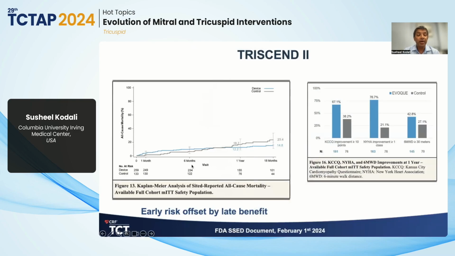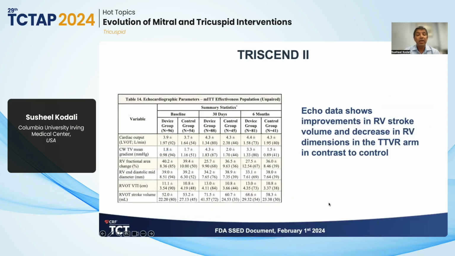Here's the Kaplan-Meier curve, and again, this is not the entire cohort, but what you see there is there's initial risk with Evoque, but at 10 months, the lines cross. Although not significant, you see the mortality is numerically lower in the Evoque arm. And also the individual components of KCCQ, NYHA, and 6-minute walk distance were all better in the Evoque arm compared to medical therapy. So this early risk was offset by late benefit.